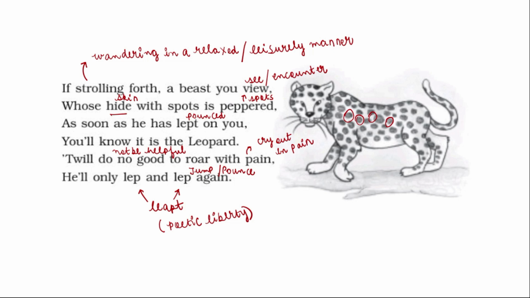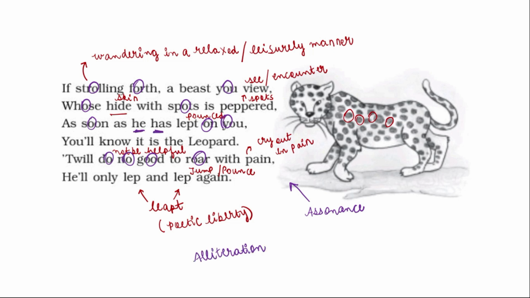If you're wandering in a very leisurely or relaxed manner and you encounter a beast whose hide has spots on it, and as soon as he pounces on you or jumps on you, you will get to know that it is a leopard. It will not be helpful to you even if you cry out in pain, because he will only jump and pounce again and again. So the literary device used here is again assonance. So what is assonance? Repetition of the O vowel sound in closely placed words.